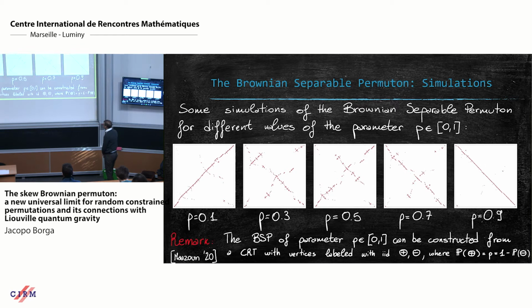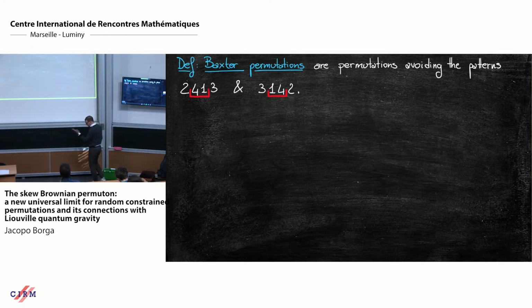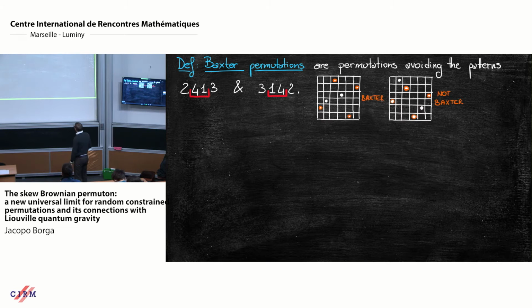Okay, so what we did together with Mikkel is to look at Baxter permutations. Let me define them, and then I will tell you why we look at this model. They are permutations that avoid these two patterns. And if you pay attention, they are exactly the same patterns as for separable permutations, but they have these red bars below. This means that we have to avoid this pattern, but we require that 4-1 or 1-4 are consecutive.